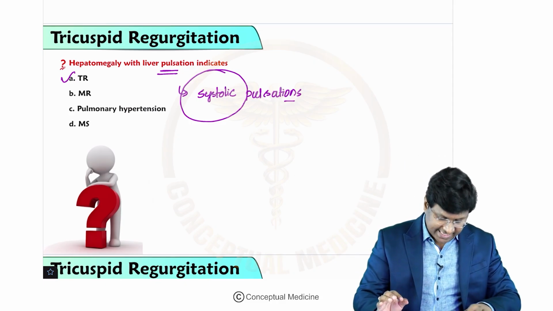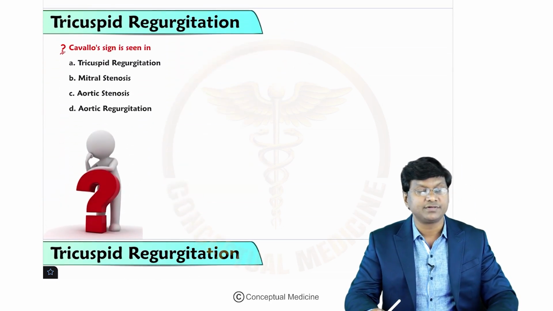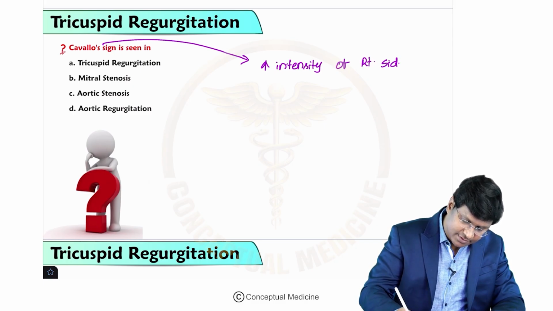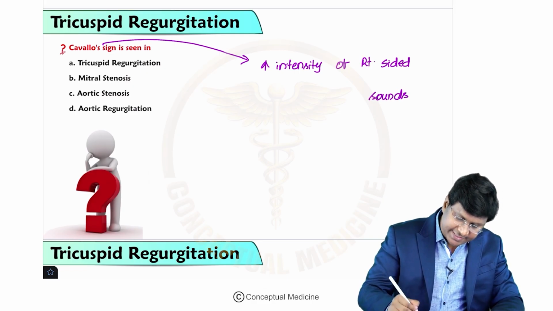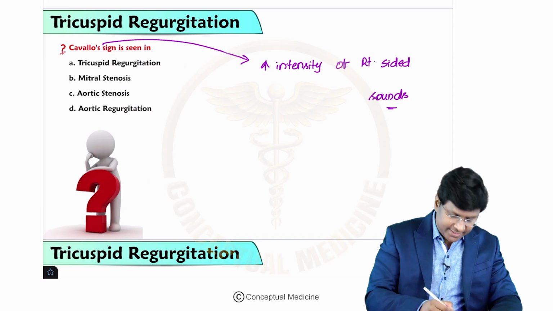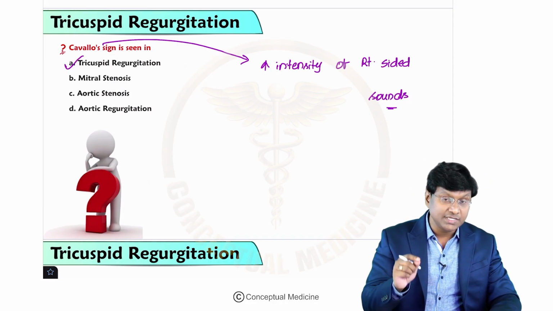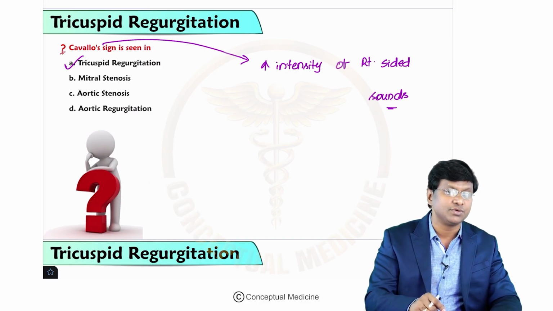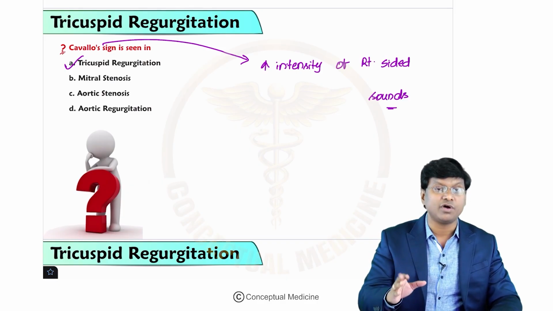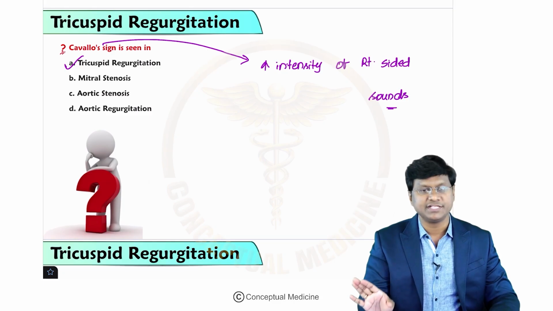Okay, right. Now, you see this Carvalho's sign. Carvalho's sign is seen in tricuspid regurgitation, mitral stenosis, aortic regurgitation. Let me tell you, Carvalho's sign is the increase in the intensity of right-sided sounds on inspiration, right? And you will have that in tricuspid regurgitation. And what is the only right-sided sound which will not increase on inspiration? That is the pulmonary ejection click of pulmonary stenosis. So, please remember, the pulmonary ejection click of pulmonary stenosis will not increase on inspiration, right?